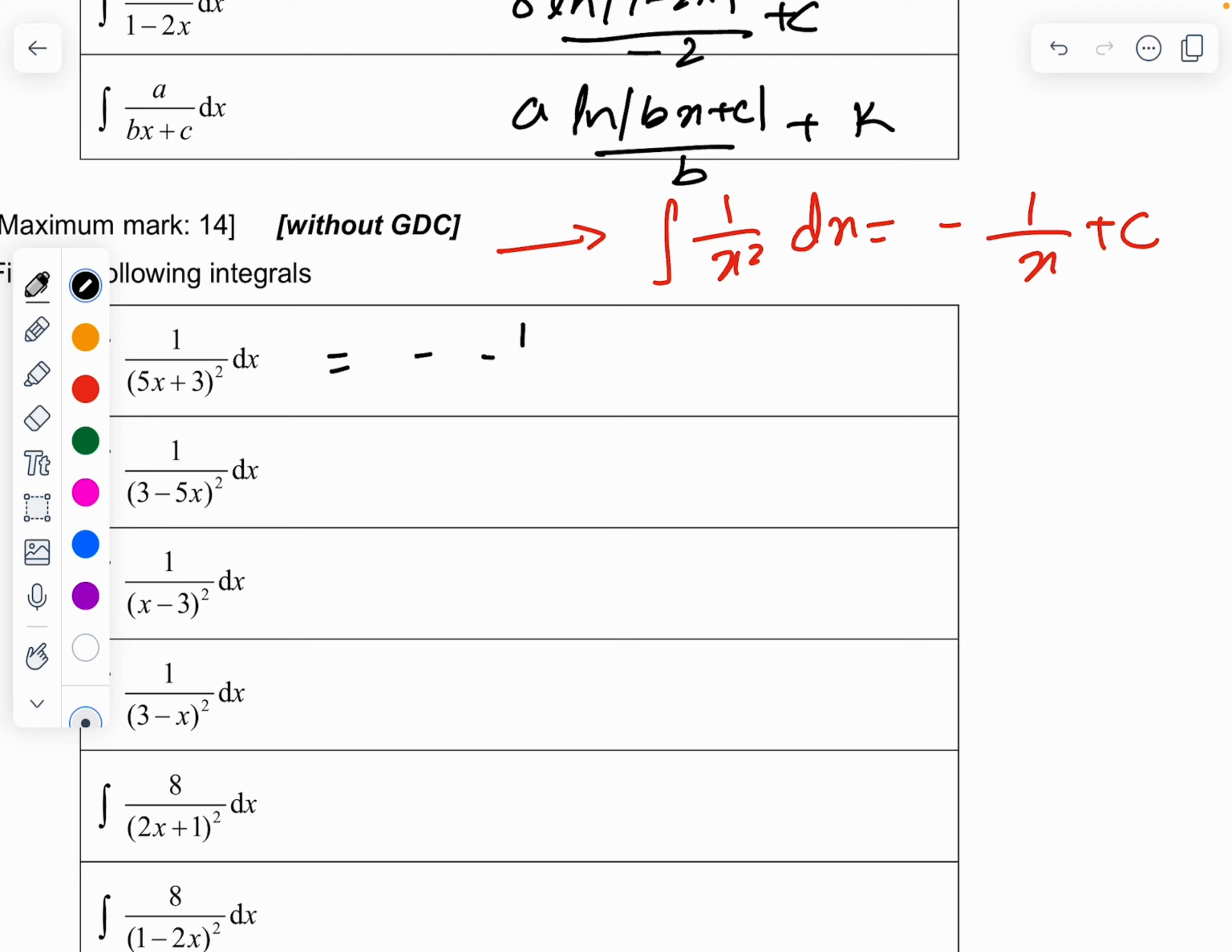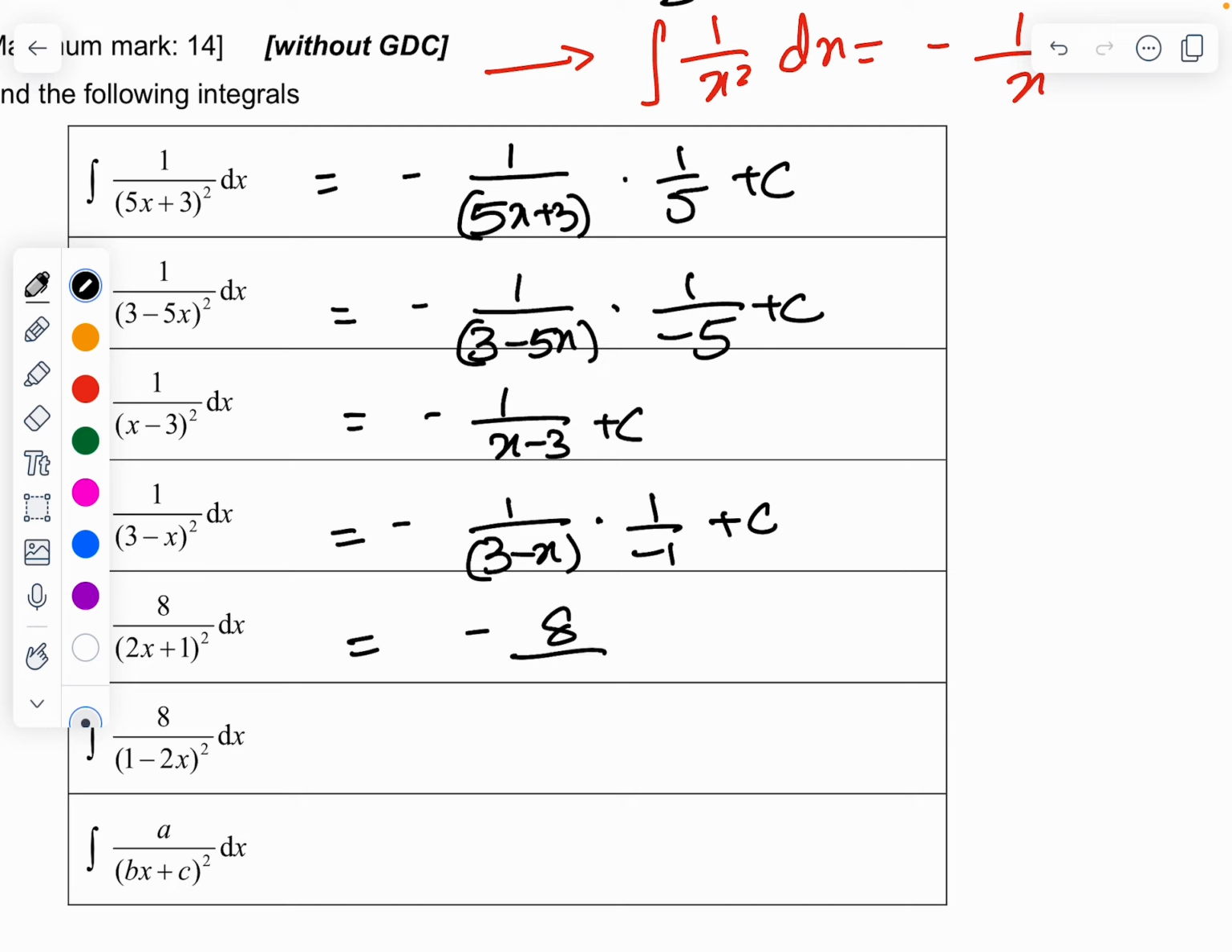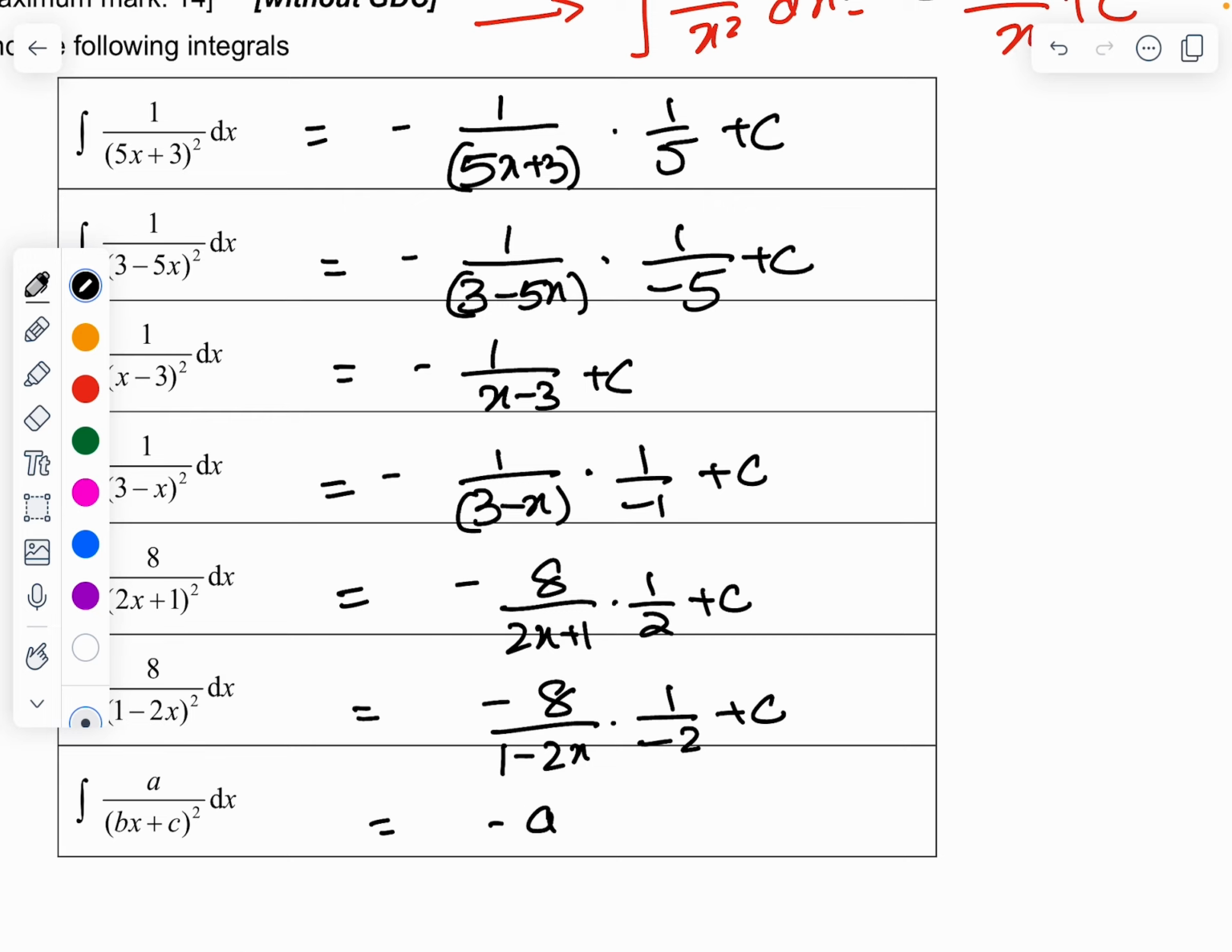So it becomes minus 1 upon 5x plus 3 times 1 upon 5 plus c. Then minus 1 upon 3 minus 5x times 1 upon minus 5 plus c. 1 upon x minus 3 plus c, minus 1 upon 3 minus x times 1 upon minus 1 plus c. Minus 8 upon 2x plus 1 times 1 upon 2 plus c, minus 8 upon 1 minus 2x times 1 upon minus 2 plus c. Minus a upon bx plus c times 1 upon b plus c.